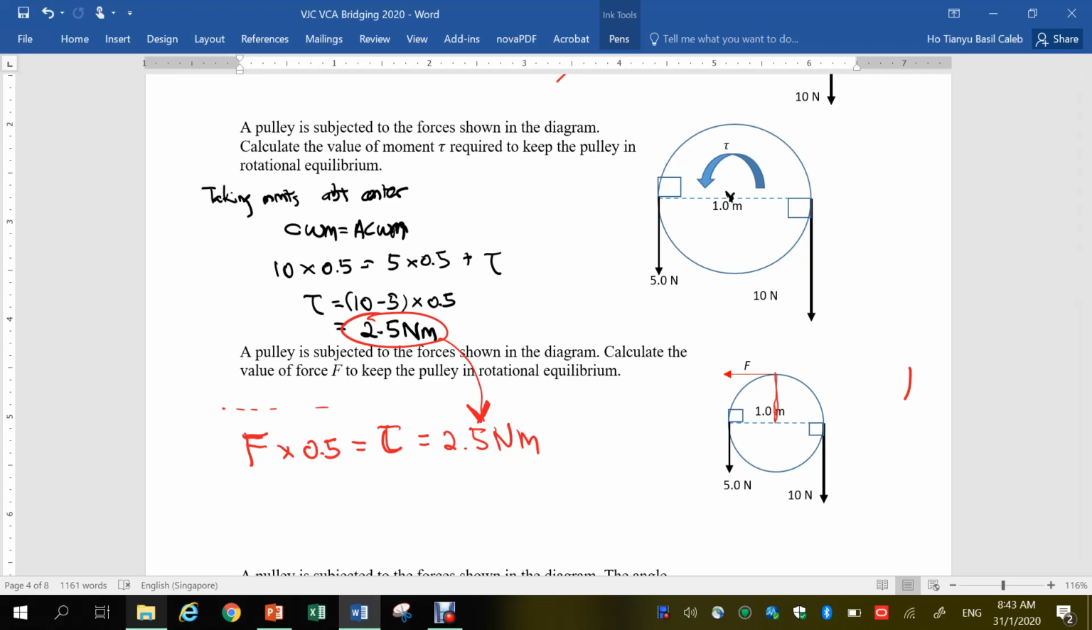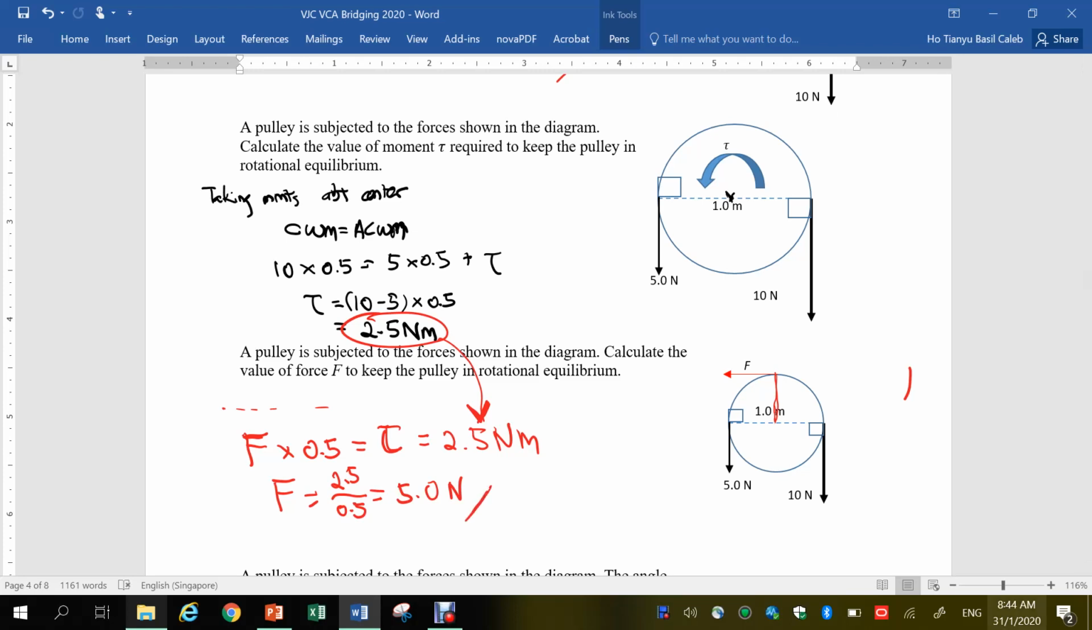Just that in the previous case, you did not know where the force was applied. So once you know this, it's very easy. Force must be 2.5 divided by 0.5. So it is 5.0.